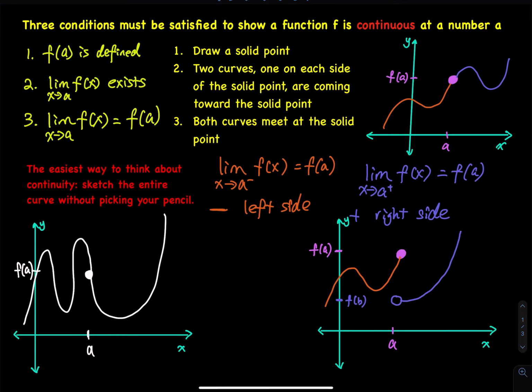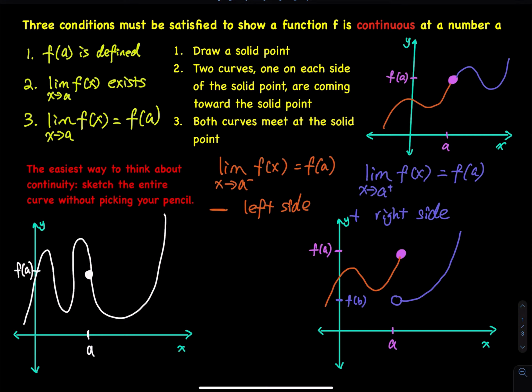So you have a solid point first. So starting with one solid point on a piece of paper. And then on the left hand side of the point, you have a curve coming toward the point. And then on the right hand side of the point, you have another curve coming to the point, and the two curves and the point join at the same spot. So that's how you show that a function is continuous when x is equal to a.